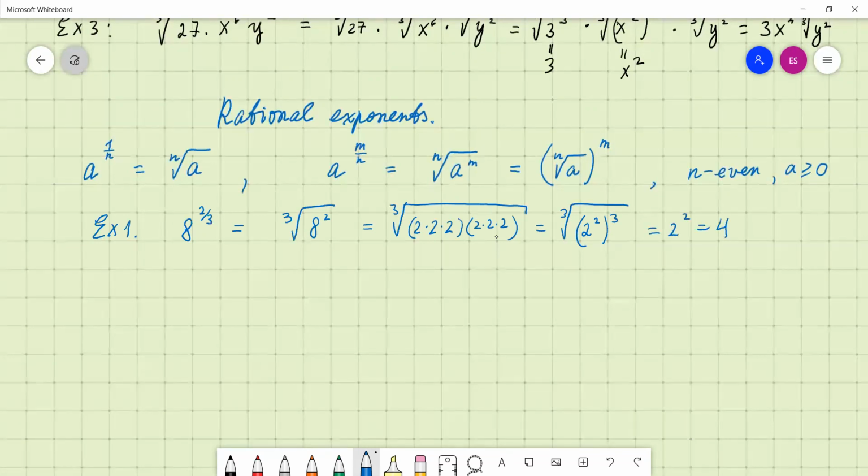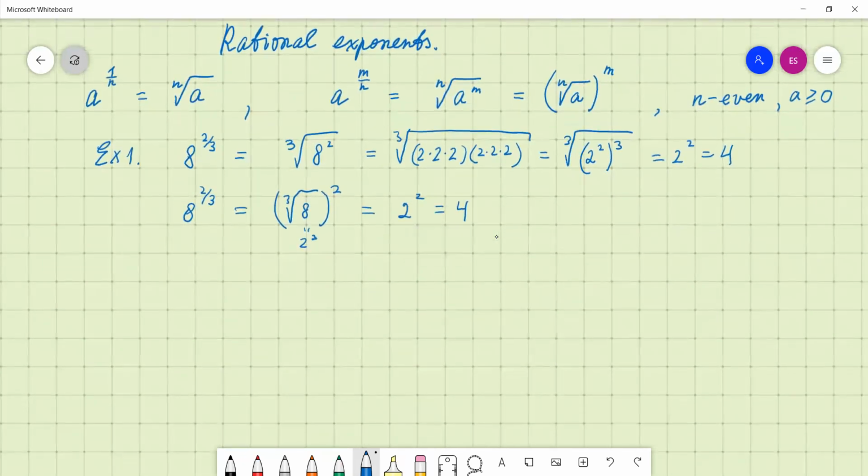which is 4. You can also represent the very same number, 8 to the power of 2 over 3, as the cubic root of 8, squared, which is easier, right? The cubic root of 8, we know that it's 2 to the power of 3, so the cubic root is going to give us just 2. 2 squared is going to give us 4. Same answer, different ways to represent. Again, there is no preference.